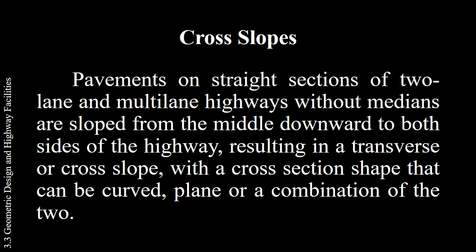Cross slopes. Pavements on street sections of two-lane and multi-lane highways without medians are sloped from the middle downward to both sides of the highway, resulting in a transverse or cross slope with a cross-section shape that can be curved, plane, or a combination of both.